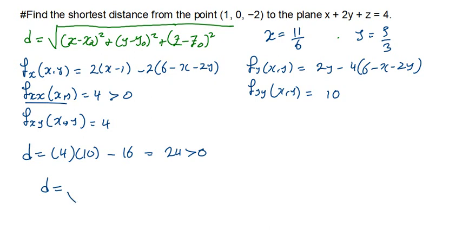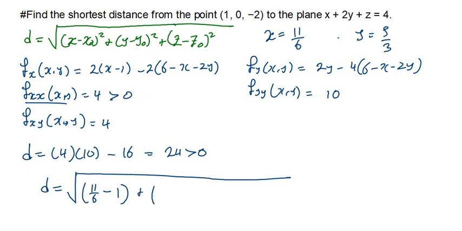Meaning now we can determine what the distance is. You just get the same equation that we have for the distance. What is our x in this case? We have found that it is 11 over 6 minus our 1 from the point, which is this one. Then plus our y, 5 over 3, squared. I'm just using that formula here. So plus, my z is what?